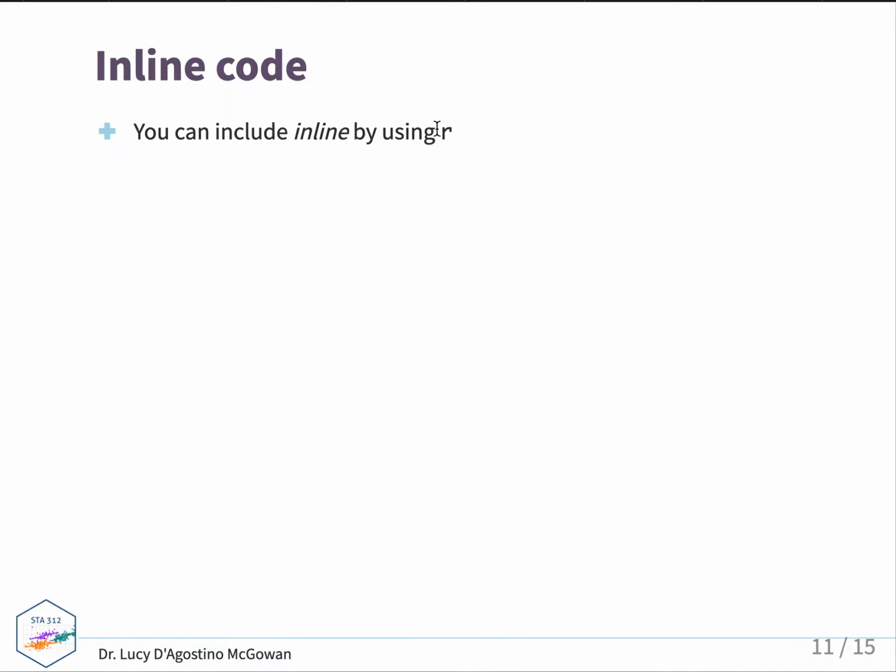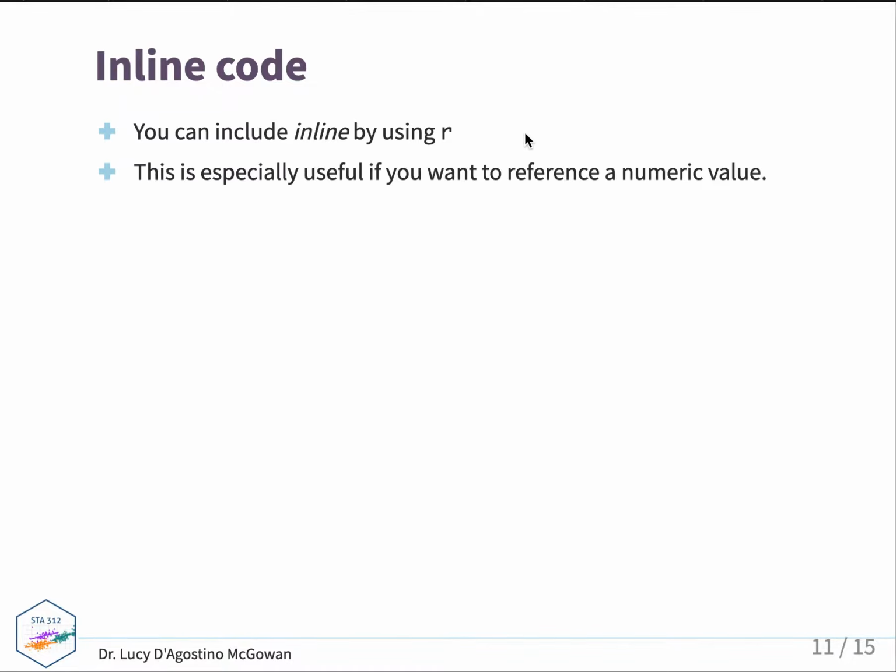You're going to use a single backtick, the letter R, and then include whatever you'd like to print there. This is especially useful if you want to reference a numeric value, and especially if you think things in your report are going to change. This way you don't have to go through and update those numbers every time you decide to do something new with your report. You can just let your report recompile and it'll appropriately pull out the value. So let's show that real quick.